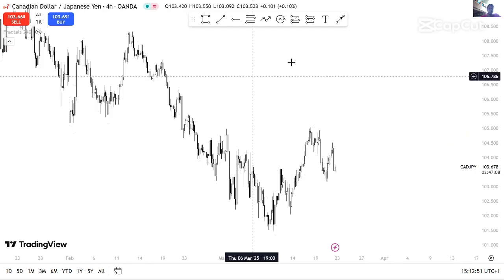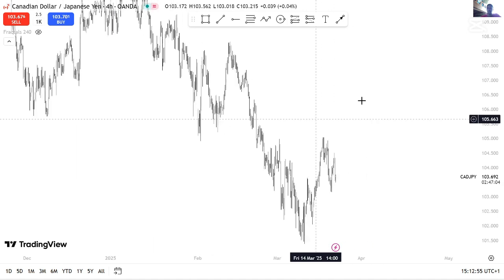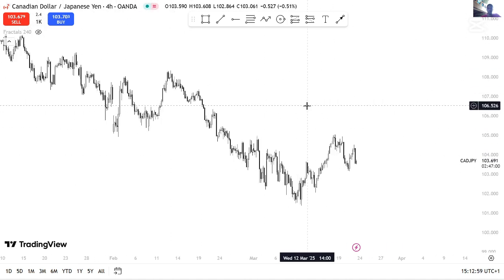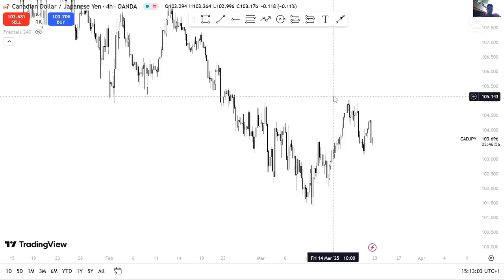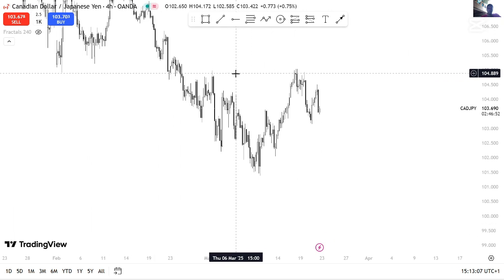Technical analysis. So we're going to be using CADJPY. So first thing first, I zoom out. I see that price is in a downtrend. So I'm looking for sales. Well, I was looking for sales until I spot something.